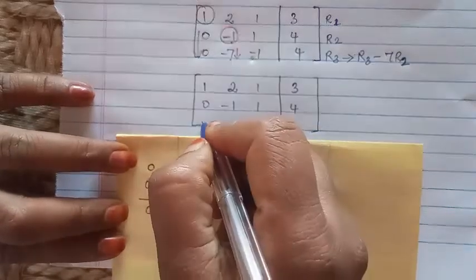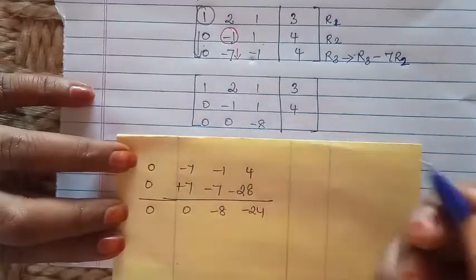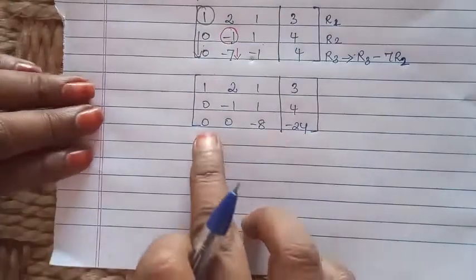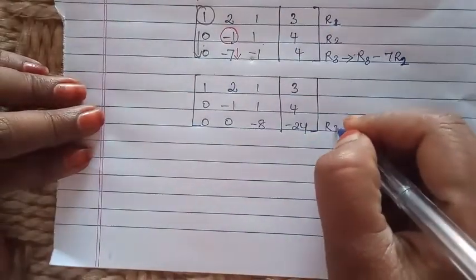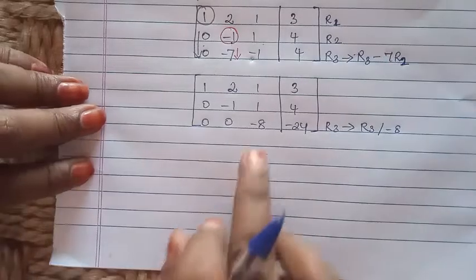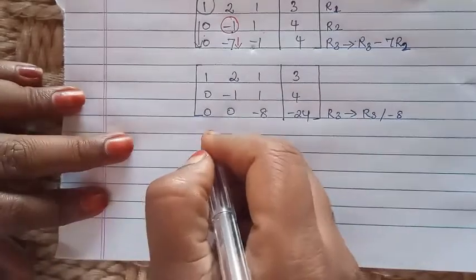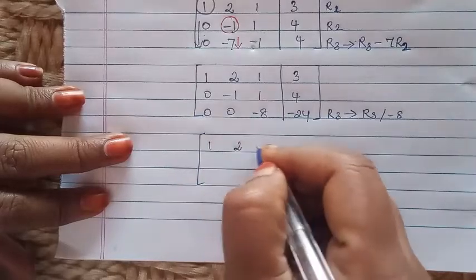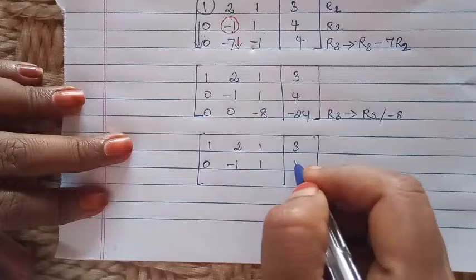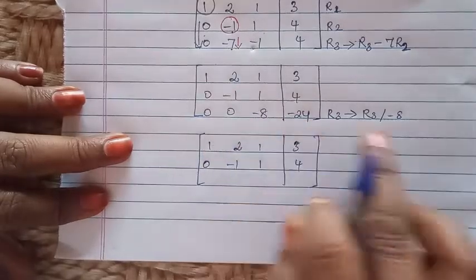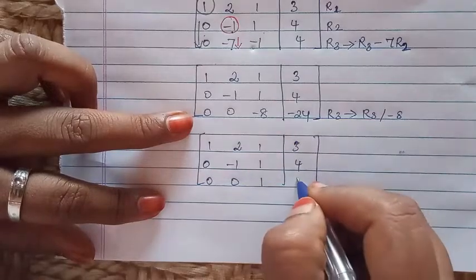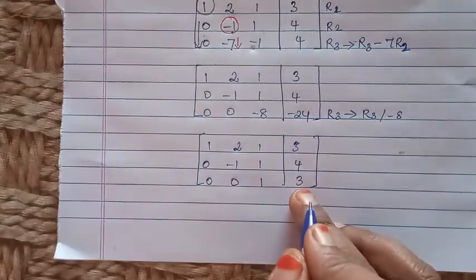So let's write this in the matrix. Minus 8, minus 24. So now what you can do is, you can simplify row 3. Row 3, you can divide it by minus 8 to simplify. So now it will be changed to 1, 2, 1, 3. Second row there is no changes. So in row 3 we are dividing it by minus 8. So this becomes 0, 0, 1 and 3. So 8 times 3 is 24.